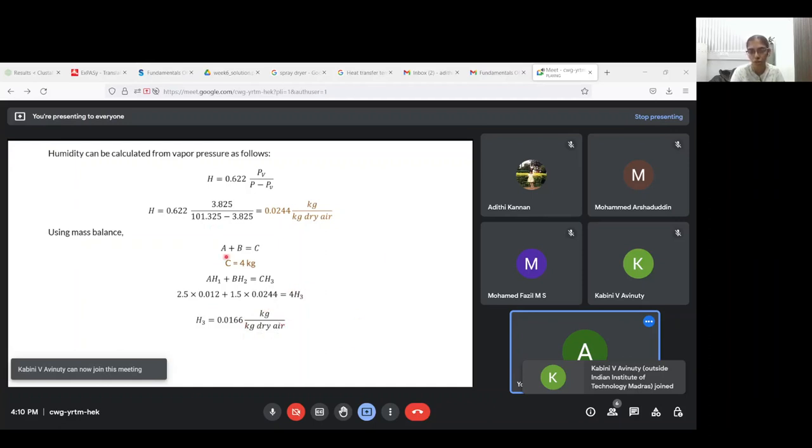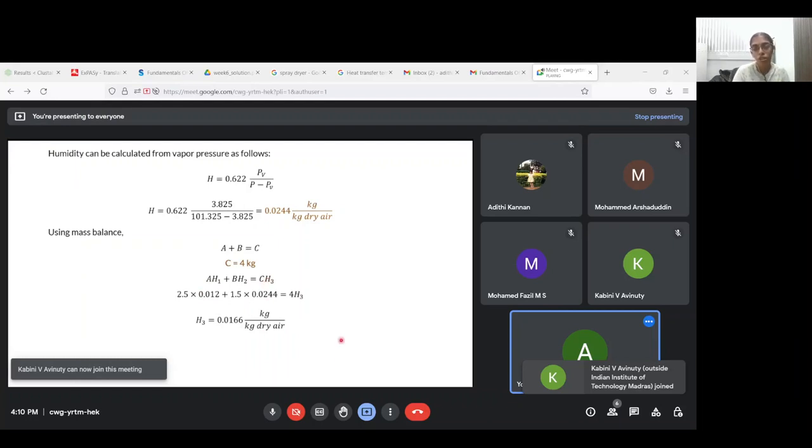So any doubt so far? Had there been a drying process, you cannot just simply add these. Since it's just a mixing process, you can just add the water vapor present in both the streams to equate it to your outlet water vapor.